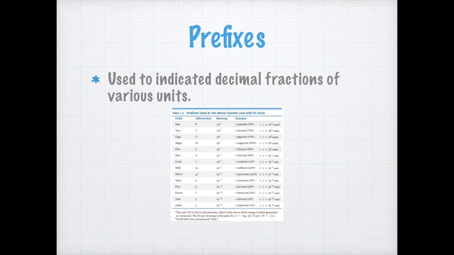So notice, starting with deci and moving downwards, those prefixes make the units smaller. While if you move upwards, those prefixes make the units larger. So the ones that I would really concentrate on if you didn't learn them in first year chemistry would be units such as kilo, deci, centi, milli, and micro, because those are prefixes that we assume you know the relationship for.